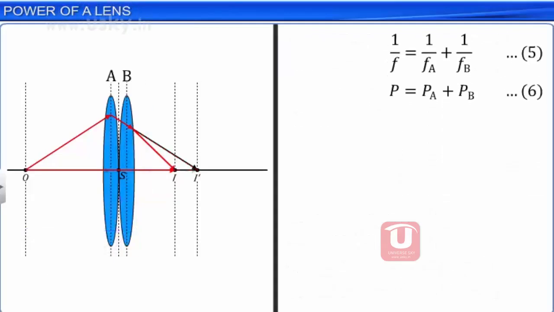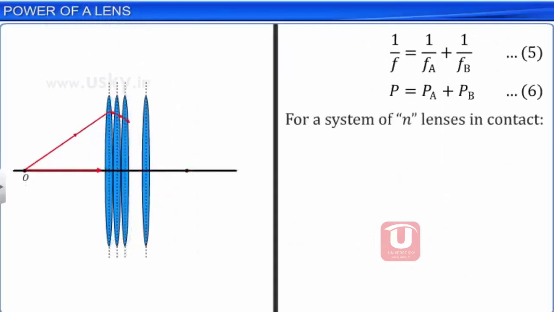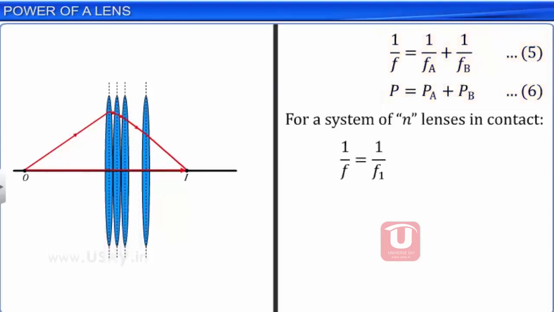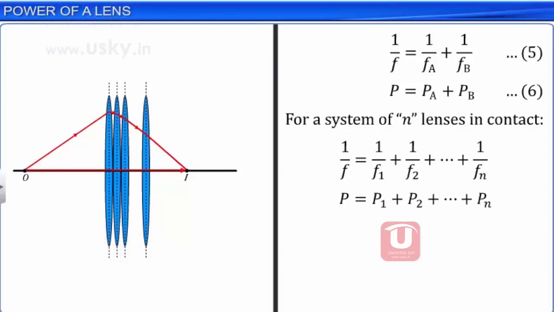In case of a system of lenses, the image formed by one lens is the object for the next lens. Hence, the total magnification of the combination is a product of the magnifications of the individual lenses. If the magnification of the combination is M and the magnifications of the individual lenses are M1, M2 and so on up to Mn, then M is equal to M1 into M2 into so on up to Mn.